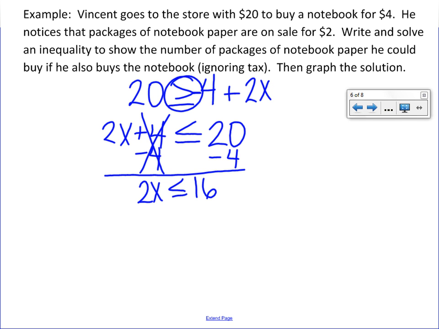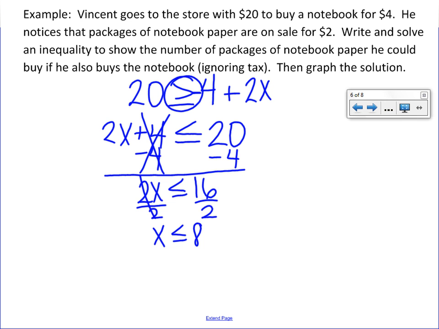To get x by itself, it's being multiplied by 2, so the opposite would be to divide by 2. What I do to one side, I must do to the other. Cancels, leaving me with x is less than or equal to 8. That means that he can buy 8 or fewer packages of notebook paper.